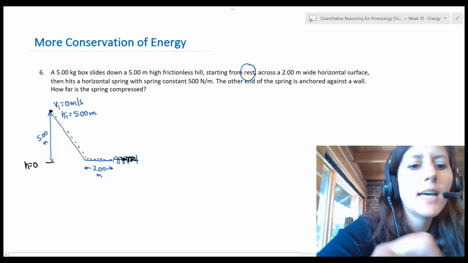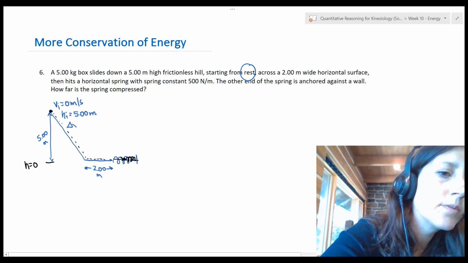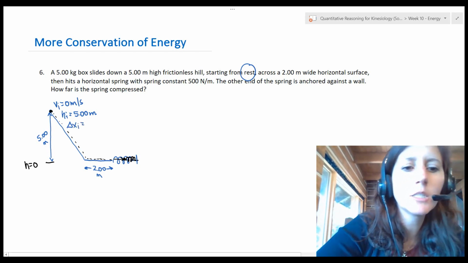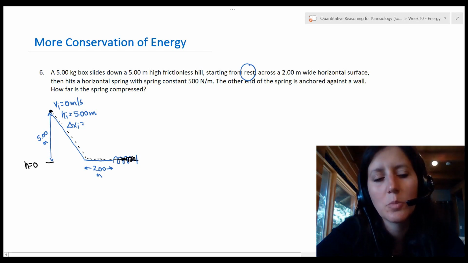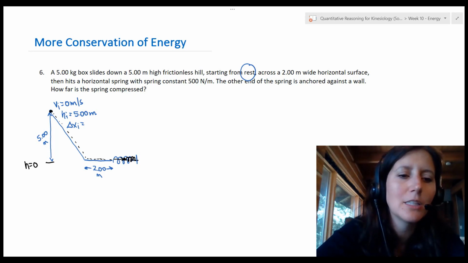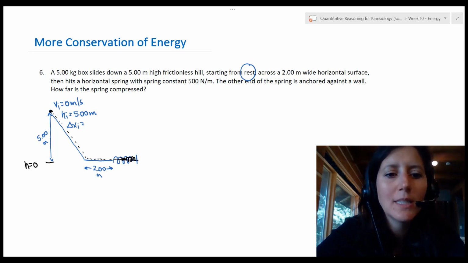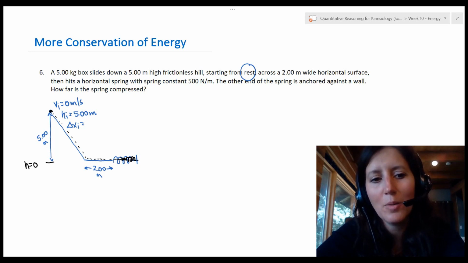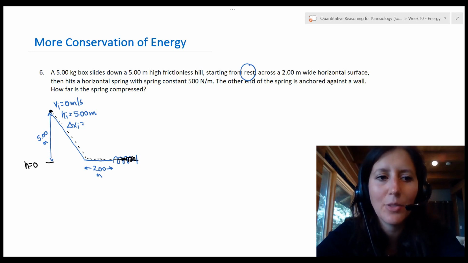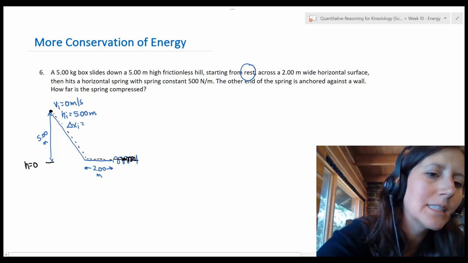And then what about the delta x initially? So there is a spring in this question. Delta x is asking how much is this spring compressed or stretched. That's what delta x means. So initially, when the box is at the top of the hill, how much is that spring that's at the bottom stretched or compressed? Well, it's not stretched or compressed at all because the box hasn't hit it yet. The box is still at the top of the hill. So initially, the delta x is 0.